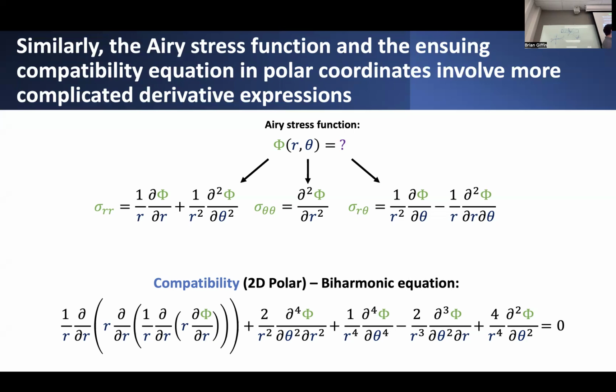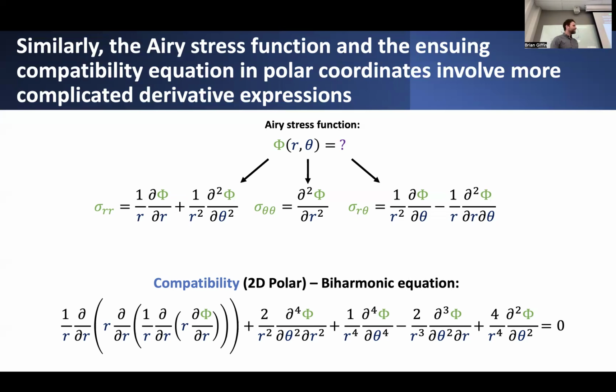now you have partial derivative of phi with respect to R, plus a term that involves phi with respect to theta twice. And some of these terms have 1 over r or 1 over r squared appended here. And the compatibility equation now looks quite a bit more complicated. It involves a bunch of other terms that are kind of hard to digest if you're just kind of staring at it.